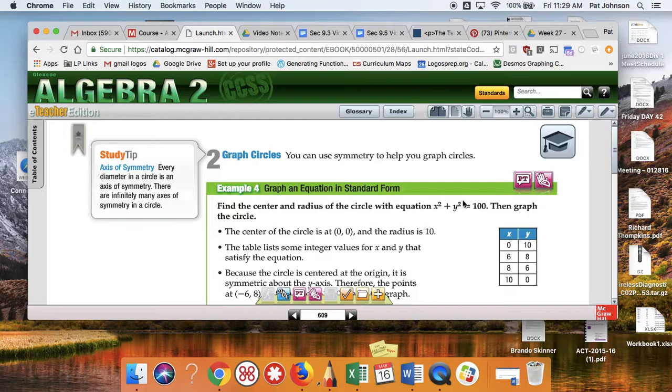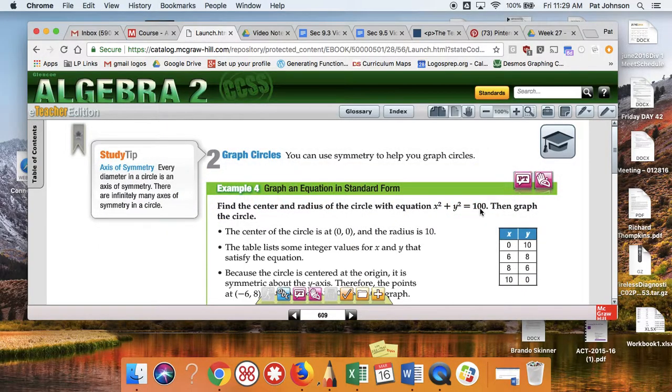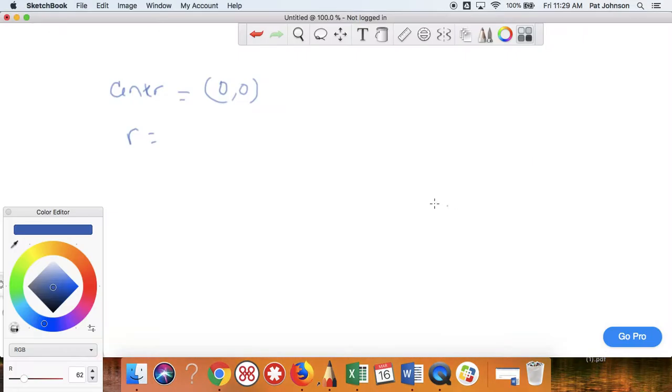So what is HK? HK is going to be 0, 0. There's my center, correct? And then what is my radius? So remember it's equal to r squared. So to find r, I take the square root of 100, which is 10. So now I can go plot this 0, 0, which is my center, and then I just go 10 units, 10 to the right, 10 to the left, 10 up, and 10 down.